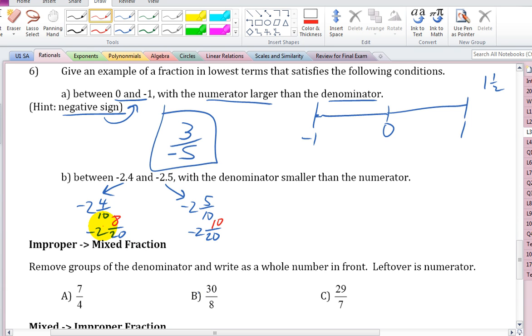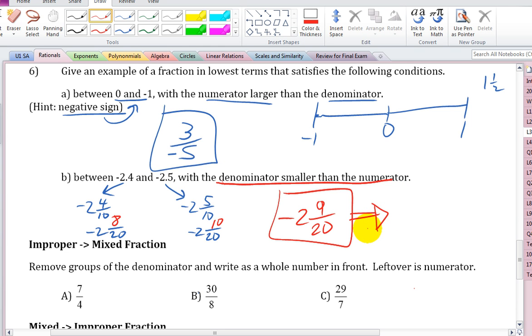So is there a fraction in between now? Absolutely. There's two of them, right? Sorry, only one. -2 and 9 over 20. Okay. But does it satisfy the rest? How are we going to do the second part? Denominator smaller than the numerator. 2 is the whole number, 9, and then negative 20. I would never encourage you to write that way, but that's just playing around with the tricks, okay? The best thing is to put the negative sign on the top or the mixed number.